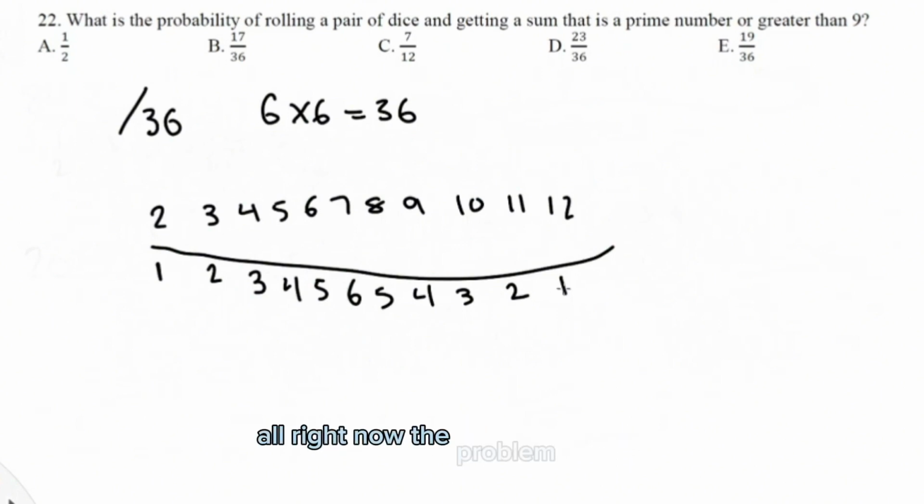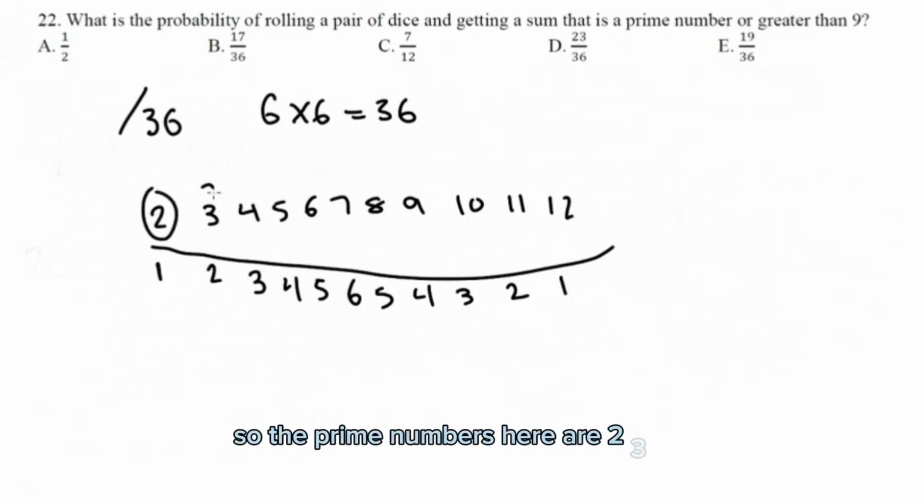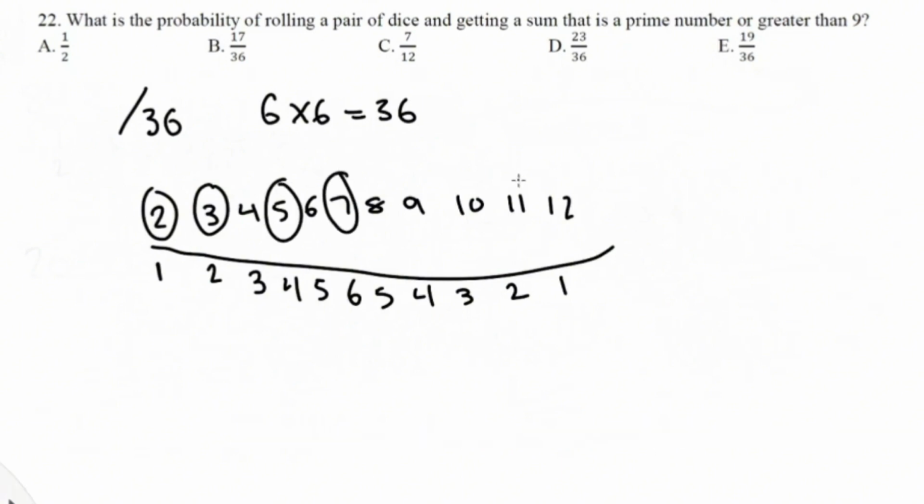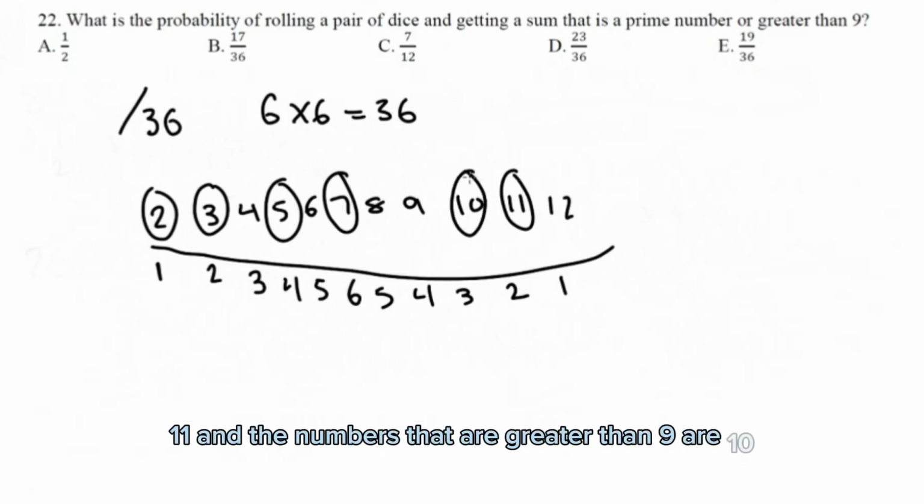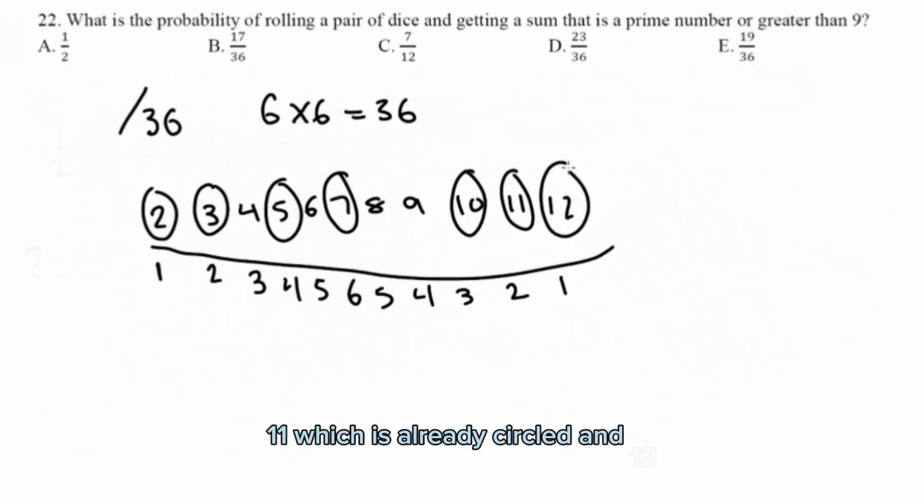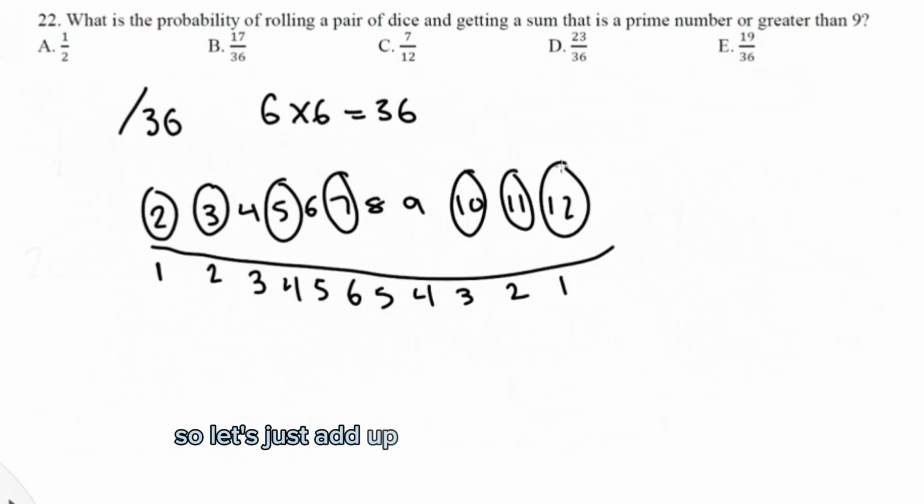Alright, now the problem is asking, what is the probability of rolling a pair of dice and getting a sum that is a prime number or greater than 9? So the prime numbers here are 2, 3, 5, 7, 11. And the numbers that are greater than 9 are 10, 11, which is already circled, and 12. So that means these are the only numbers that fit the criteria. So let's just add up the amount for each of these.